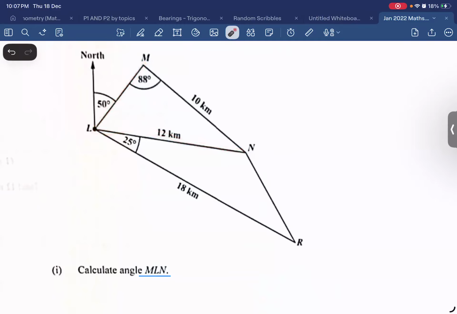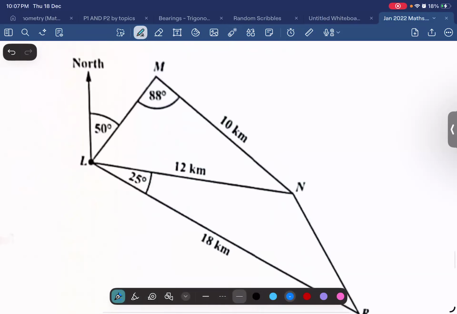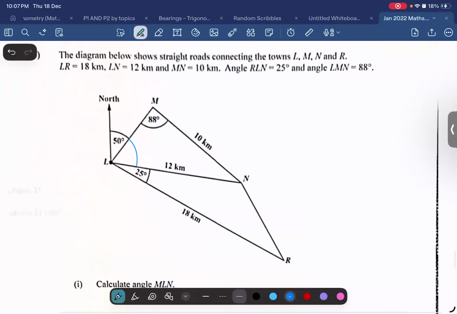L, right? Watch that again. MLN. Let's see what I'm talking about. Let me know if you see what I'm talking about. Yes, sir. Okay, good. So let me just put down that information on the diagram. MLN. Right? Cool.